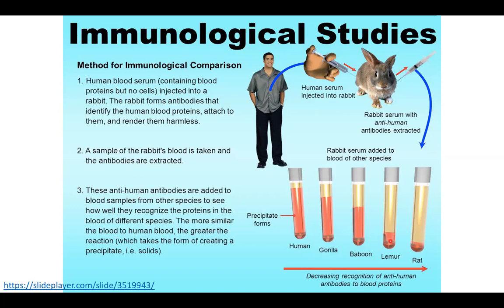And so we might go, a lemur, which is a type of primate but not closely related to us, might show a small amount of precipitation. A rat might show a really tiny amount of precipitation because it's unlikely we share very many antigens with a rat. Okay, so it's an old-fashioned technique, but you should be aware of it.